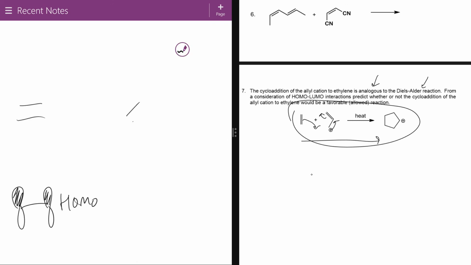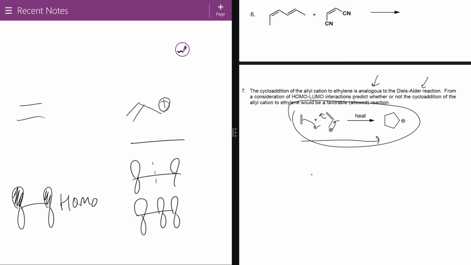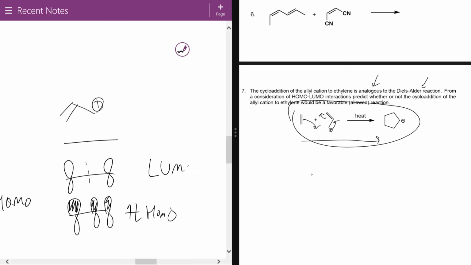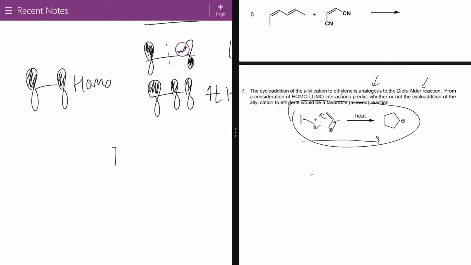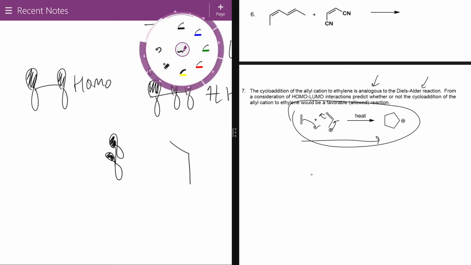But we have this allyl cation, just like before. That has 3 levels. And we only have 2 electrons in that, so this is our HOMO. The next level up is LUMO, with 1 node, so we switch electron density across. So let's see if they overlap properly. This is our dienophile, and this is what is acting as our diene. So we have something like this. Let me draw that a little better.